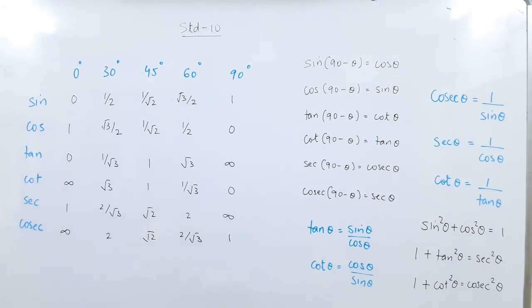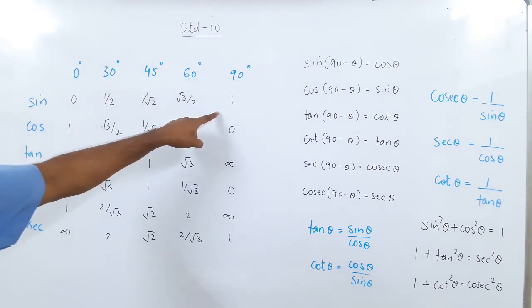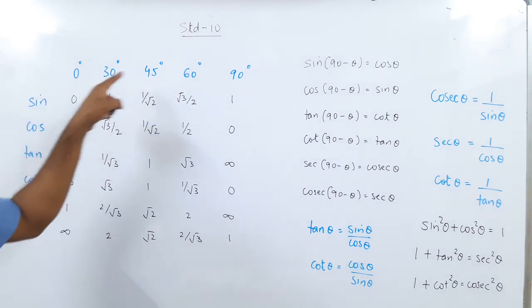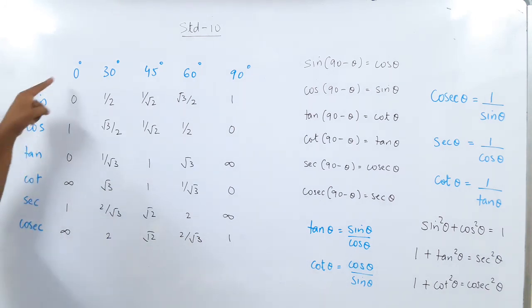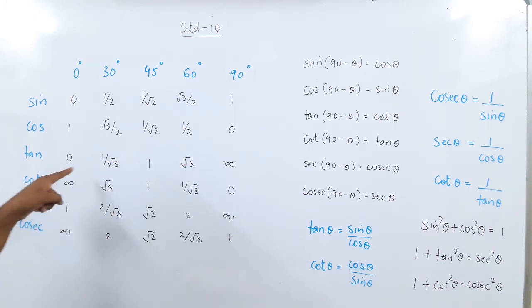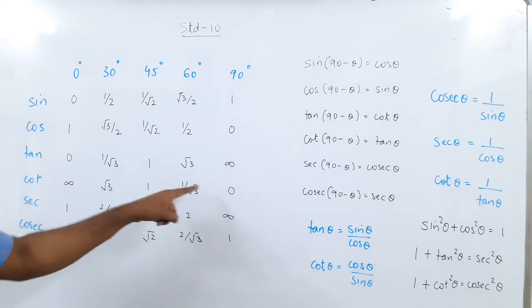Now for all those types of questions you have to compare. So now let us study this table carefully. What you can see in sine is that as the degree increases, the value goes from 0 to 1. Means bigger the degree, bigger the value of sine. For cos, as the angle increases, the value decreases. For tan, it increases. You can see it's going from 0 to infinity. For cot, it decreases.